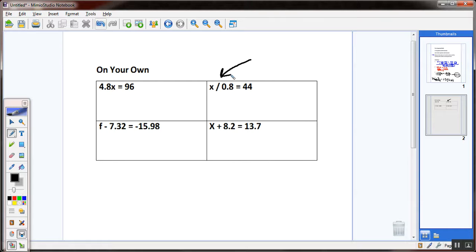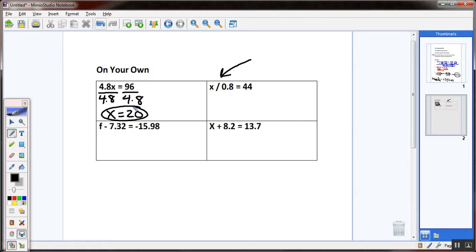Show of hands. Who needs more time with those right now? All right. How about a volunteer talking through number 1? All right, Dawson. I'm listening. You're going to divide 4.8 by 4.8. Okay. And then divide 96 by 4.8. And you're going to get 20. There she goes. X equals 20. How many had x equals 20 there? Excellent.